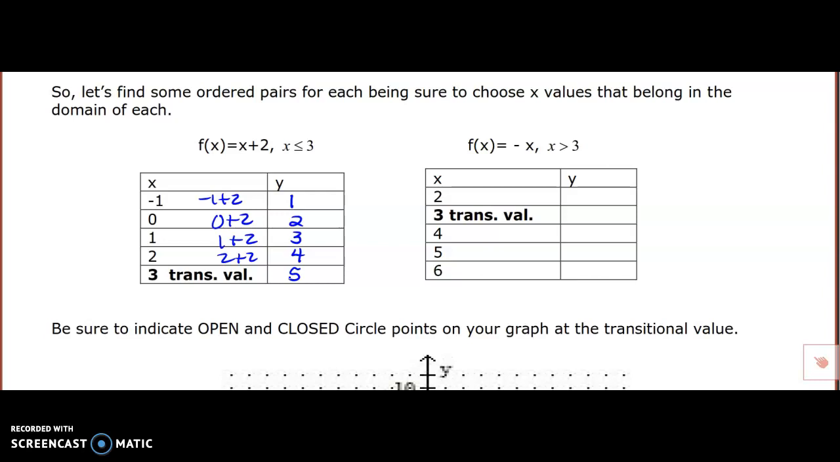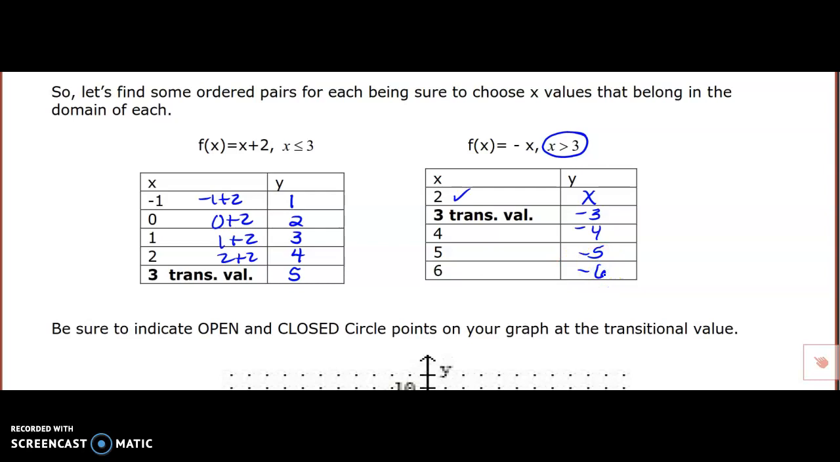So I've got a list of values, and actually I want you to realize that I have 2 right here, but I cannot use 2 in that equation. I can only use values that are greater than 3. So 2 has no bearing. I'm going to plug in 3, and we're going to talk about what happens. So if I plug in a 3, I'll end up with a -3. If I plug in a 4 for x, I get a -4, a 5 for x, a negative 5, a 6 for x, a negative 6.